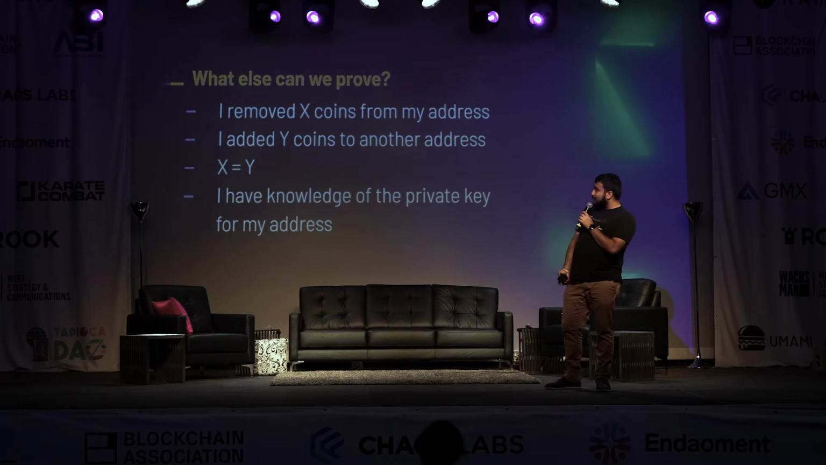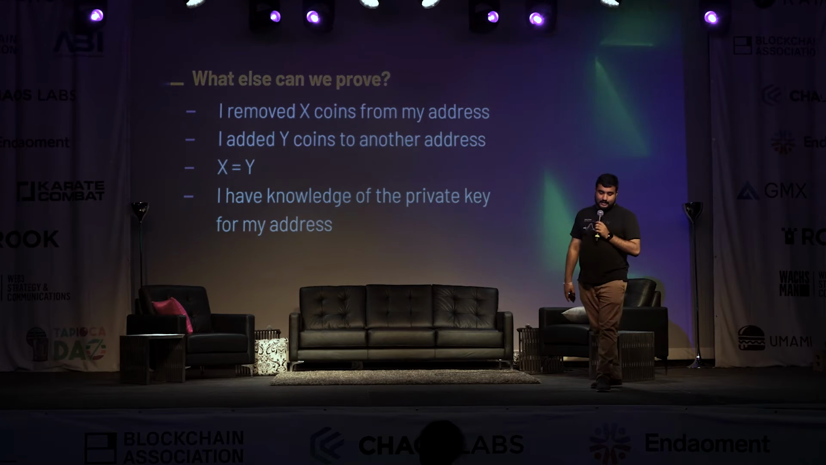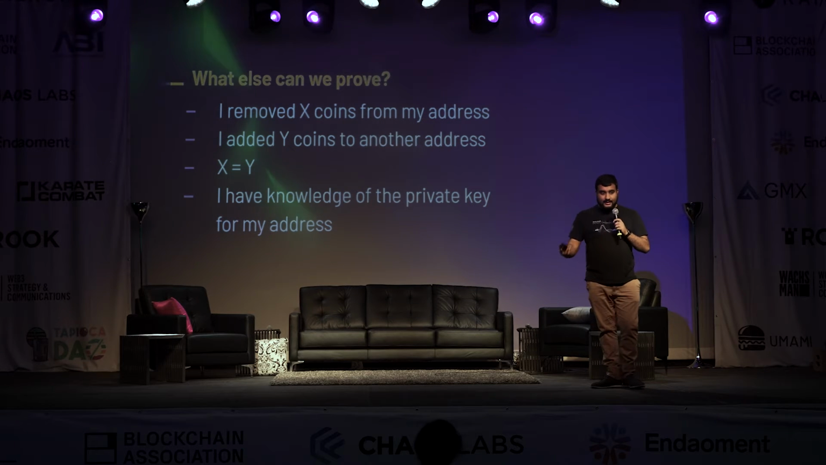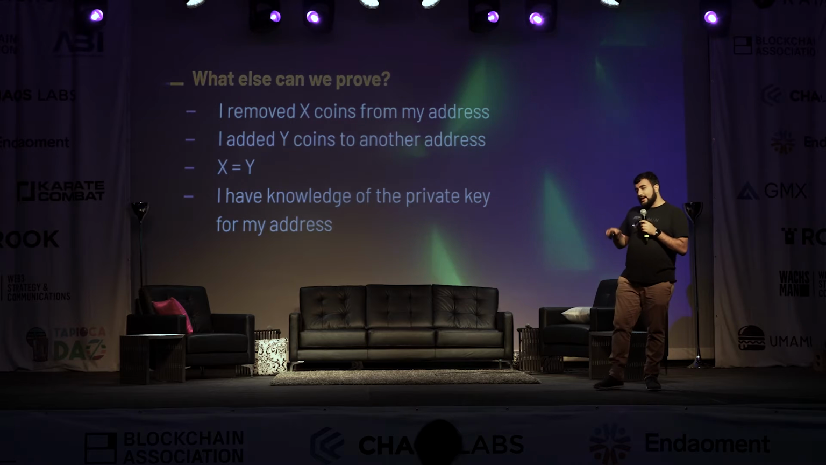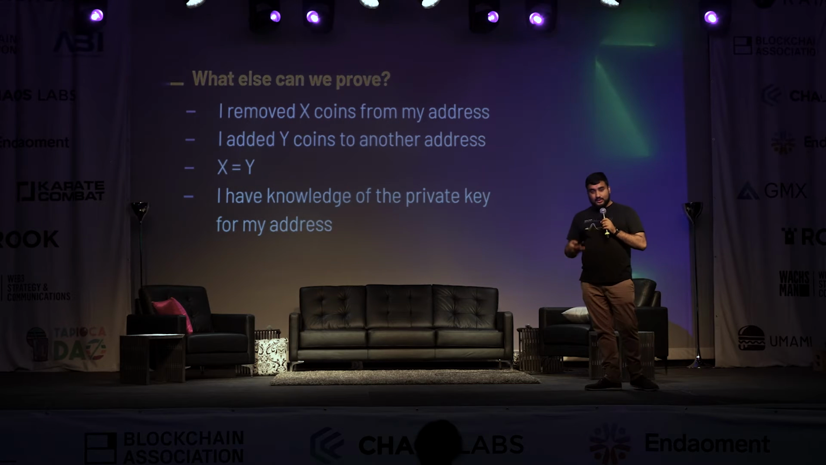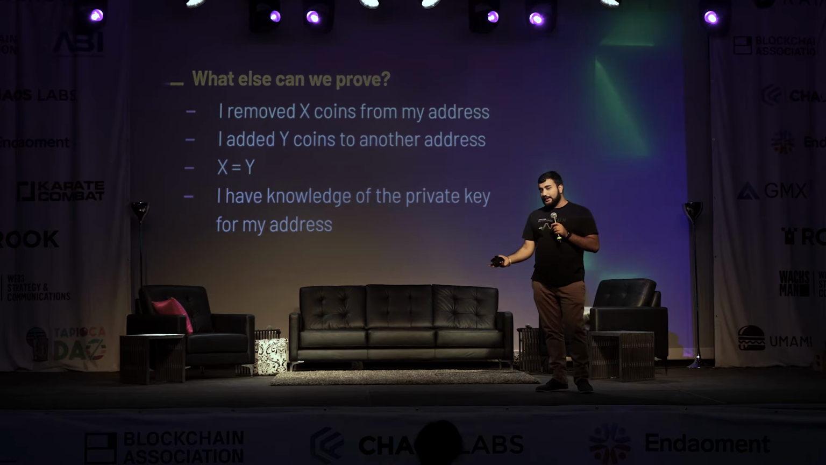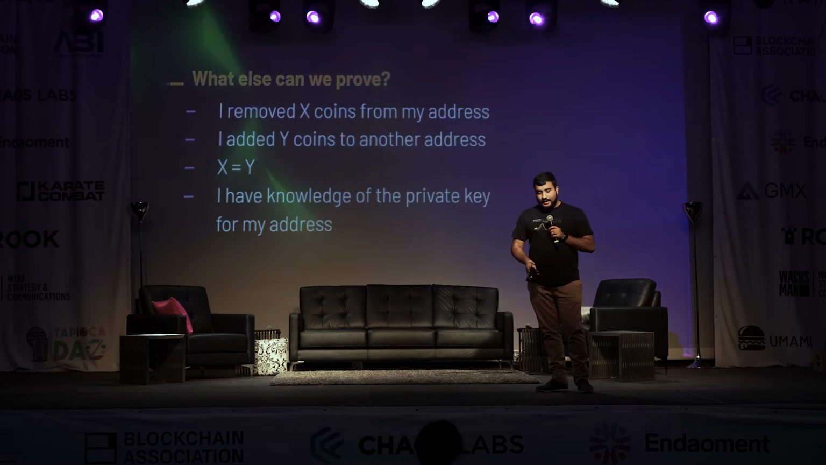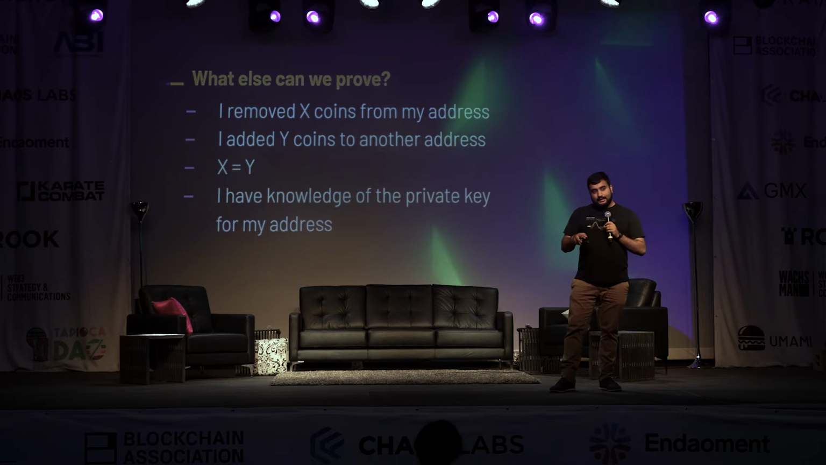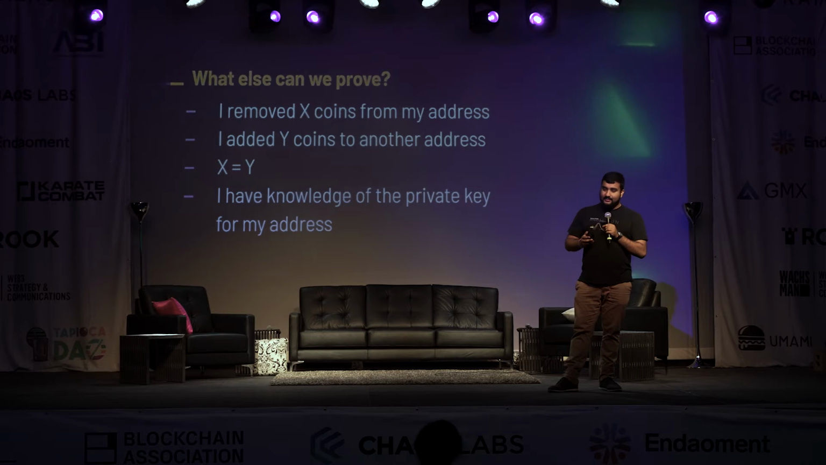So what else can we prove? We can prove that I have an address with some balance, and I correctly subtracted from that balance a certain number of coins. I can prove that to your address, if I was sending it to you, I correctly added some coins to your balance, and I can prove that the amount of coins I subtracted from my address and the amount of coins I added to your address is the same value.